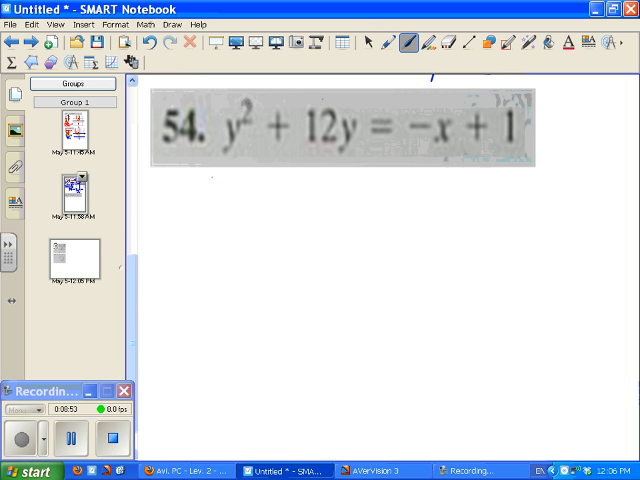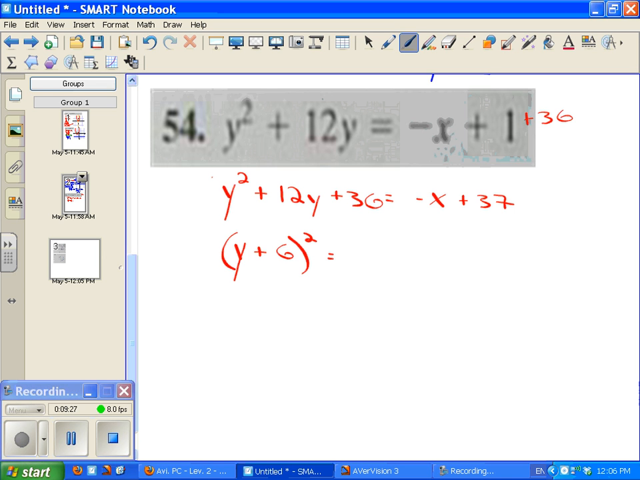Okay. All right, this one, they already have the x's and y's separated for me. Is this one going to be an up and down type or left and right kind? Left and right. Now I want to complete the square here. What do I want as a constant? 36. Okay, which means I have to add 36 over here. Negative x plus 37. All right, that's weird. So now I've got (y plus 6) squared equals, now if I pull a negative out of here, that'll leave me with an x minus 37.